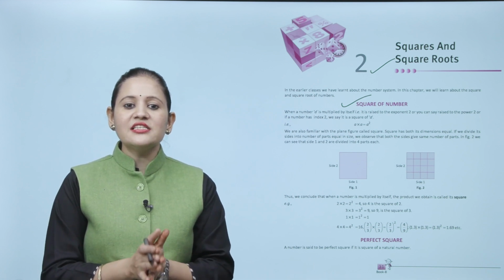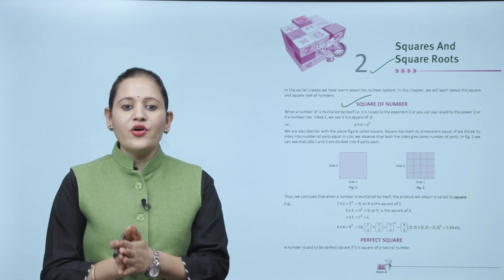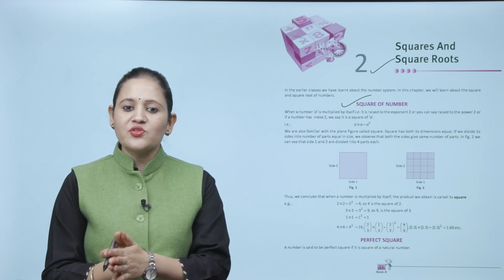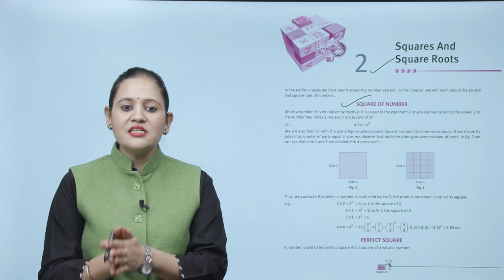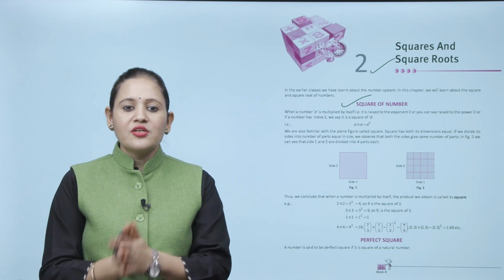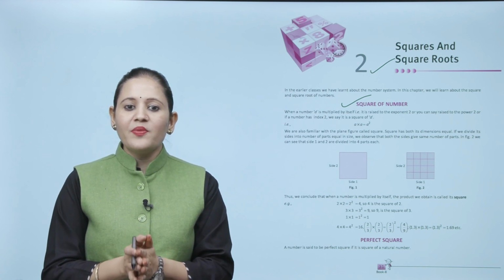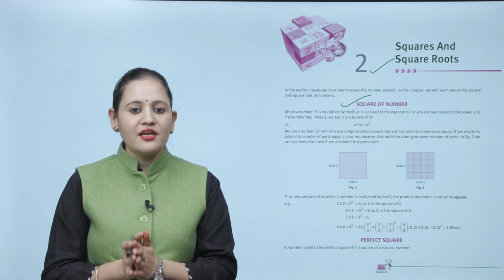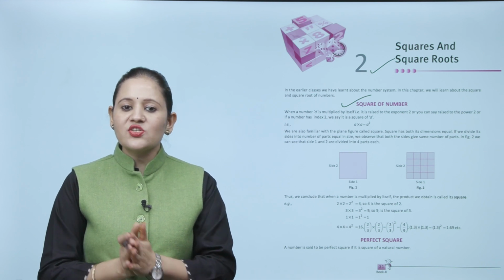2 into 2, that is 2 whole square, is equal to 4. So 4 is the square of 2. 3 into 3, 3 square, is equal to 9. So 9 is the square of 3. 1 into 1, that means square of 1, is equal to 1. 4 into 4, that means square of 4, is equal to 16. Then 2 by 3 into 2 by 3 is equal to 2 by 3 whole square, which is equal to 4 upon 9.